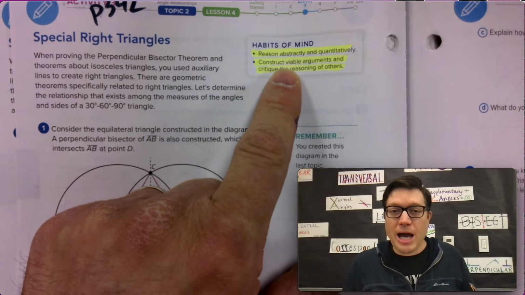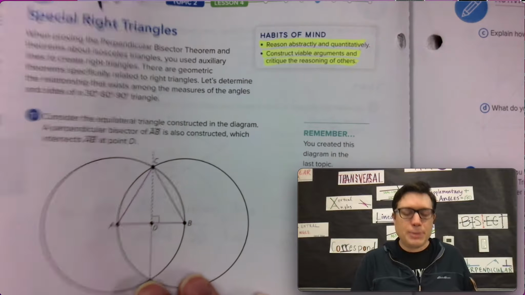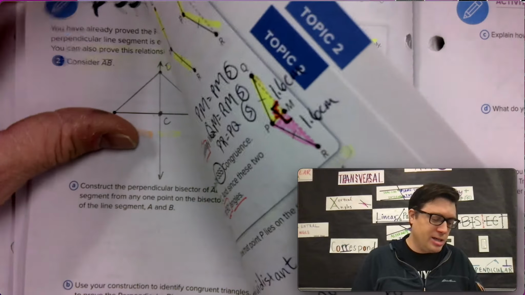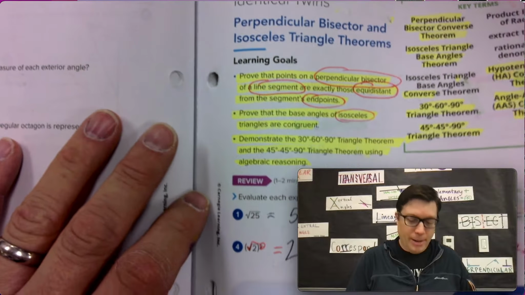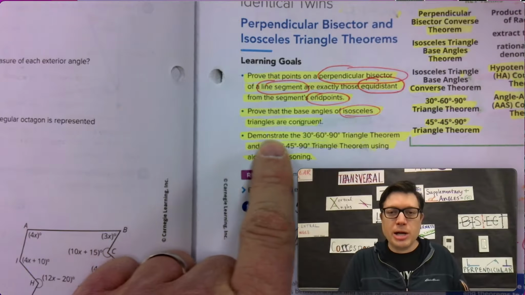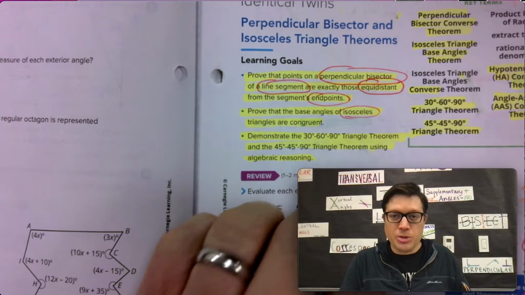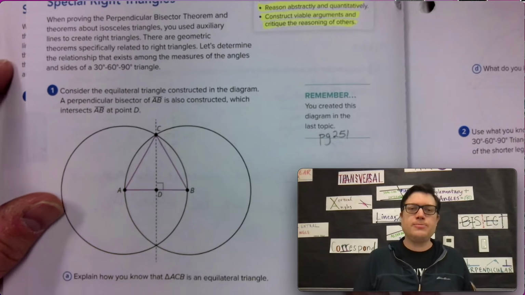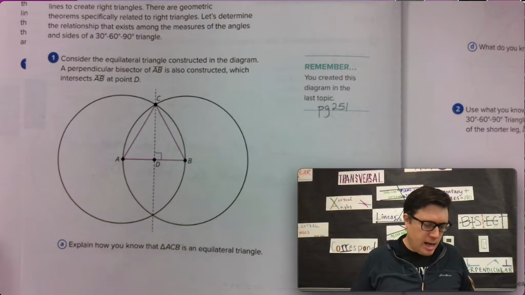Of course, highlight the habits of mind. As mathematicians and learning mathematicians, we are reasoning abstractly and quantitatively. We are constructing viable arguments and critiquing the reasoning of others. This is also directly related to the learning target, the learning goal. Back on page 335: demonstrate the 30-60-90 triangle theorem and the 45-45-90 triangle theorem using algebraic reasoning. Well, we got to see what the 30-60-90 triangle is and what the 45-45-90 triangle is. We're going to do the 30-60-90 today.